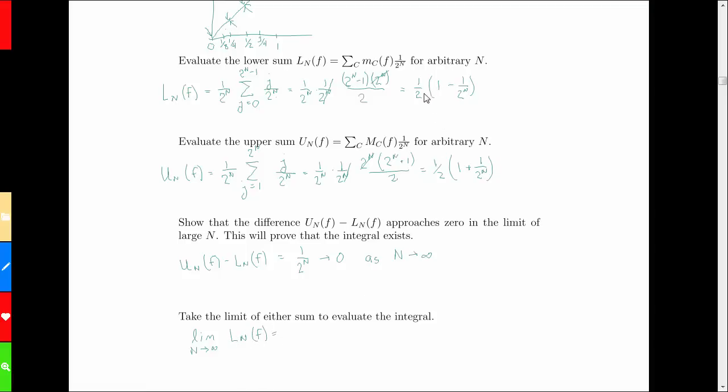Well, no problem doing that. The 1/2 is a constant, and as n goes to infinity, this term goes to 0. So we've got our answer, and we've proved directly from the definition that the Riemann integral of the identity function from 0 to 1 is equal to 1/2.